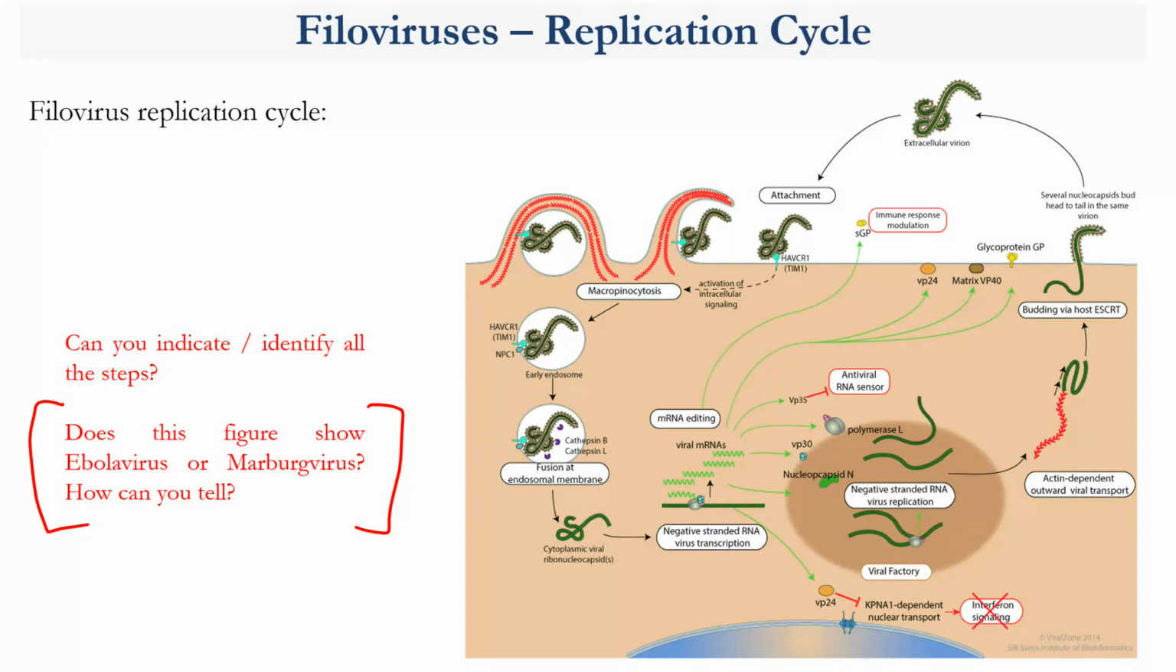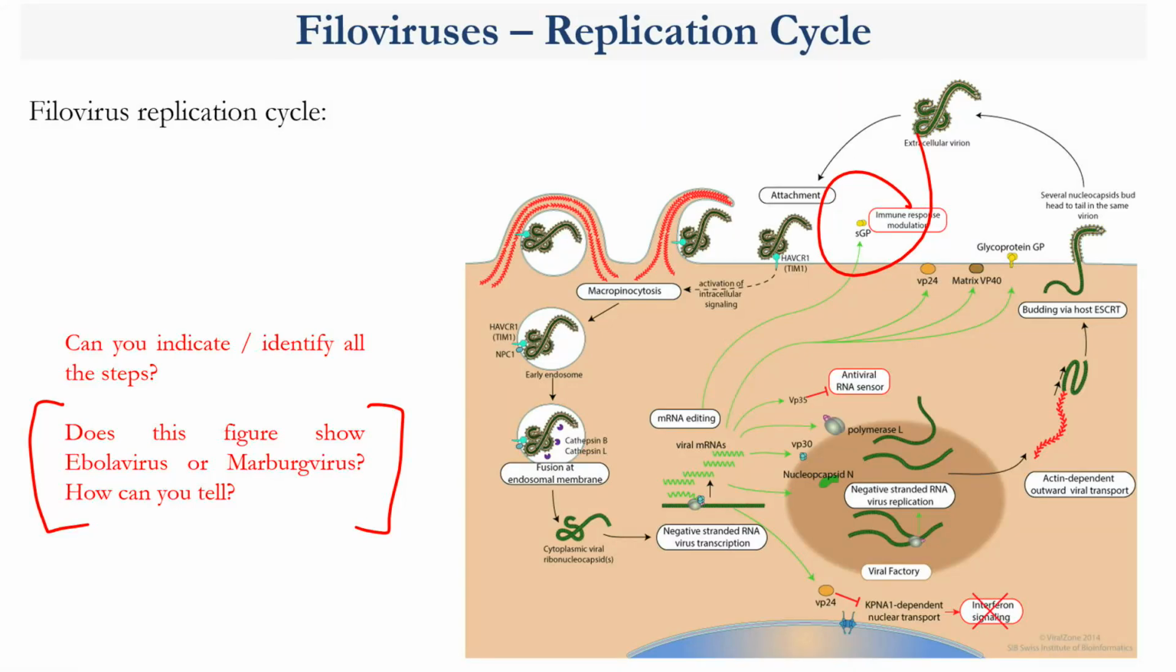Okay, but looking at this image, this doesn't talk about RNA editing. How can I tell which virus this is, just based on this image? Yeah. SGP. Marburg virus does not have SGP. Ebola virus does. So that's one major difference between these two viruses.